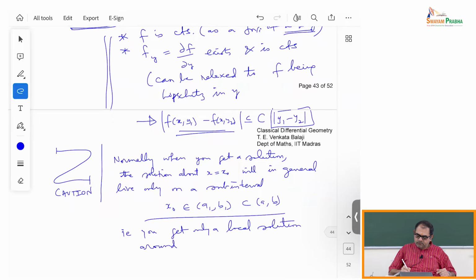Around x naught, you only get a local solution around x naught. There is no guarantee that you will get a solution on the whole interval. A single solution on the whole interval is not guaranteed.